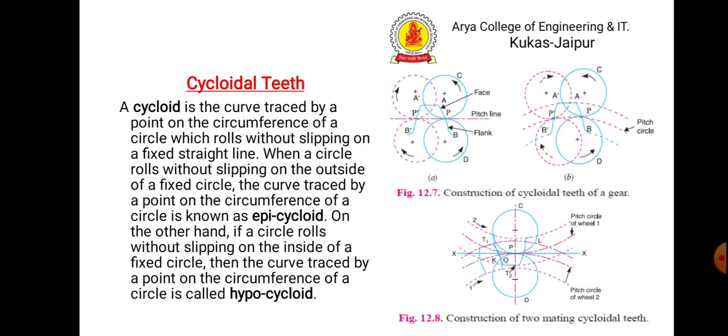The next one is cycloidal teeth. So what is a cycloid? It is a curve traced by a point on the circumference of a circle which rolls without slipping on a fixed straight line. But when a circle rolls without slipping on the outside of a fixed circle, the curve traced by a point on the circumference of the circle is known as an epicycloid. And on the other hand, if the circle rolls without slipping on the inside of a fixed circle, then the curve traced by a point on the circumference of the circle is called a hypocycloid.